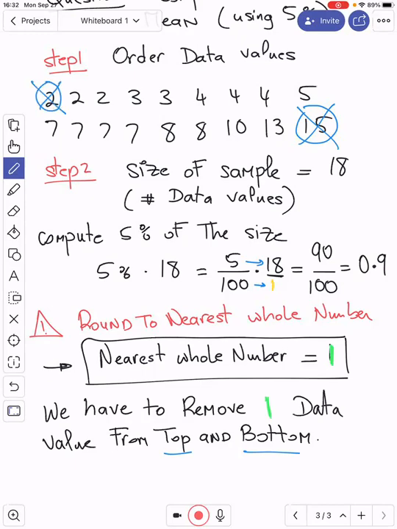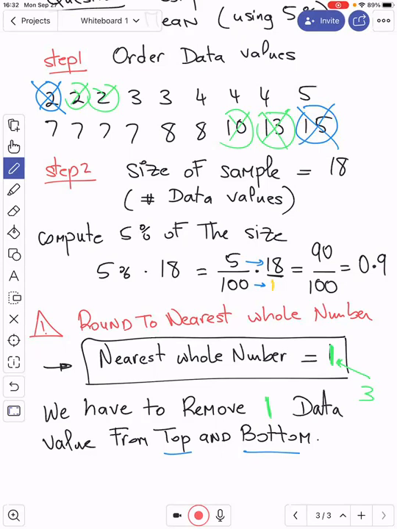All right. If your nearest whole number, for example, let's say instead of 1, you got 3, for some reason. Then we have to remove 3 numbers from the top, and 3 numbers from the bottom of your list or of your data values. Okay.